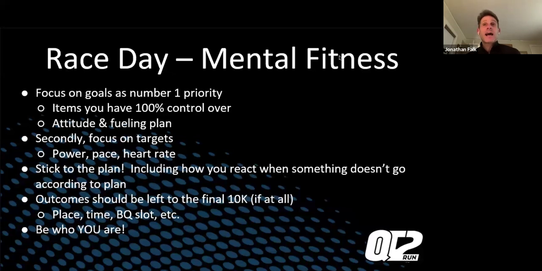Outcomes, how you do, should be based on how you can function in that last 10K. If you put yourself in a position to do well by running the first 20 miles properly, you'll be able to execute that last 10K, no problem. It won't be easy, but you'll be ready to handle it.